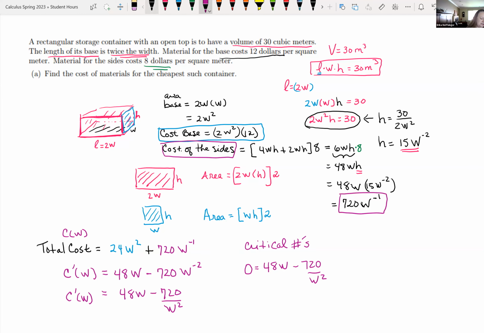We can clear our fraction, multiply both sides by W squared. If we do that, we get 0 is equal to 48W times W squared, which is 48W cubed, minus 720. Yay, 48 actually goes into 720 evenly, so that makes life nice. So let's add 720 on both sides and then divide by the 48 to get W cubed by itself.